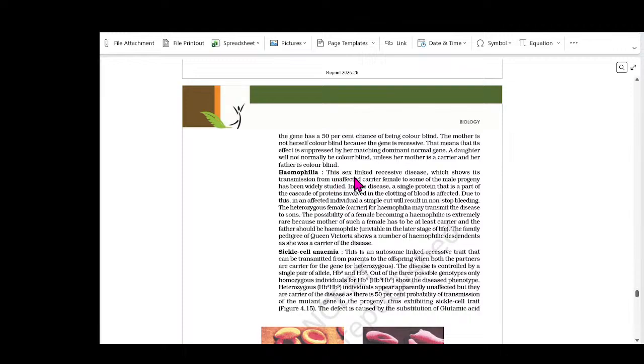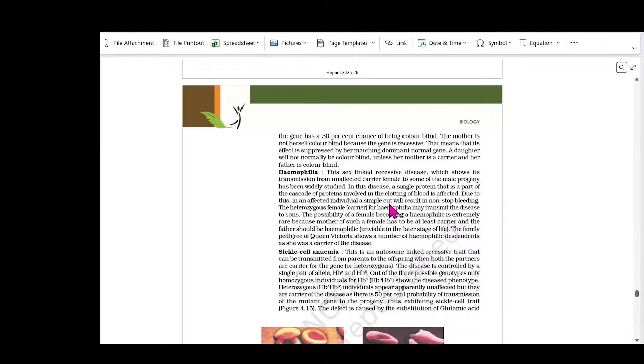Hemophilia. This sex-linked recessive disease, which shows its transmission from an unaffected carrier female to some of the male progeny, has been widely studied. In this disease, a single protein that is a part of the cascade of proteins involved in the clotting of blood is affected. Due to this, in an affected individual, a simple cut will result in non-stop bleeding.